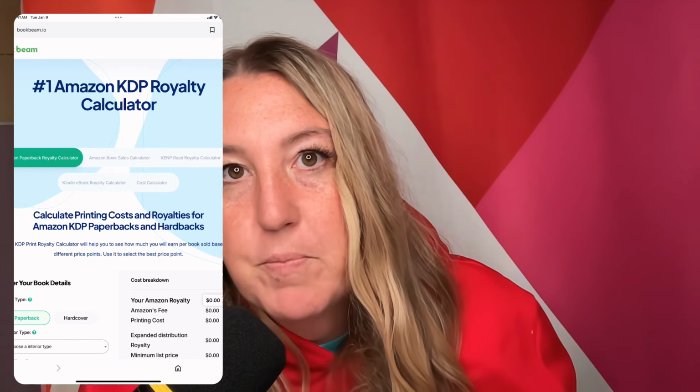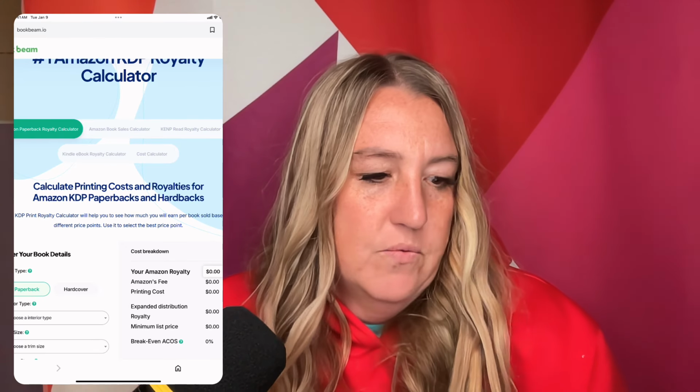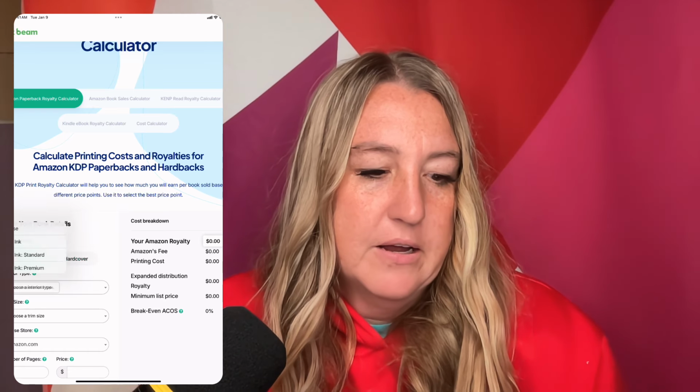Okay. So I'm on bookbeam.io, and this is a free calculator that they have for us to calculate our royalties. Okay. So you can see here that we type in our type of book, paperback or hardcover. Do you see how I toggle back and forth?